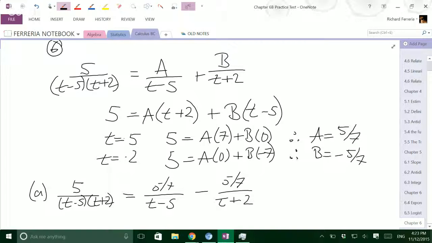Part B, find the antiderivative of C(t). Cool.